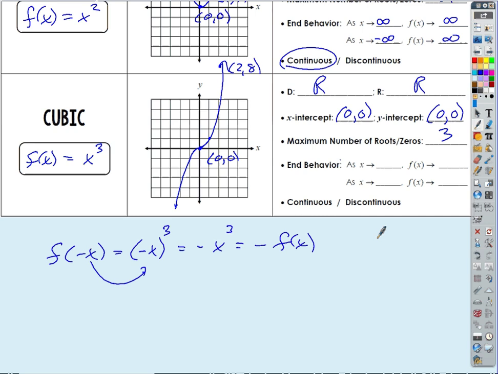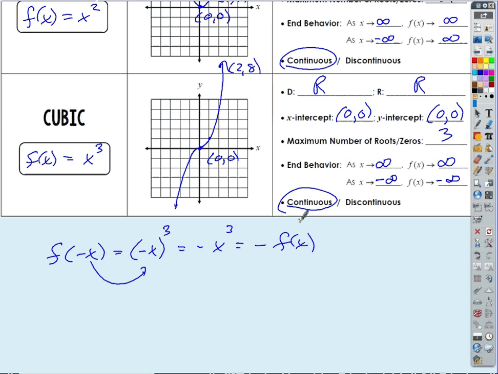So what's going to be the end behavior of our parent graph? As x approaches infinity, y approaches infinity. As x approaches negative infinity, y approaches negative infinity, and it's continuous, right? Yeah. Good.